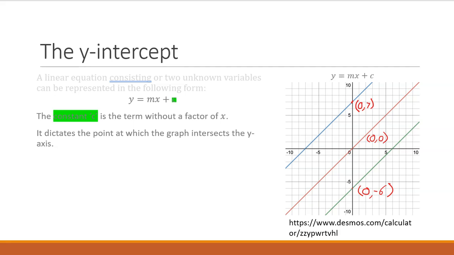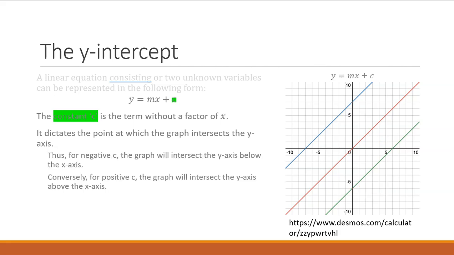So what we can deduce from these numbers is when we have a negative constant, the graph will intersect the y-axis below the x-axis. Remember, this is the x-axis here, and this is the y-axis. So when the constant's negative, it will intersect under the x-axis. Conversely, for a positive constant, the graph will intersect the y-axis above the x-axis. So notice this blue line, it's obviously got a positive constant, so it's intersecting above the x-axis there.